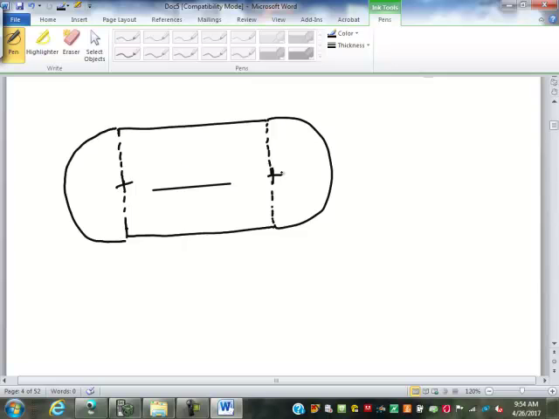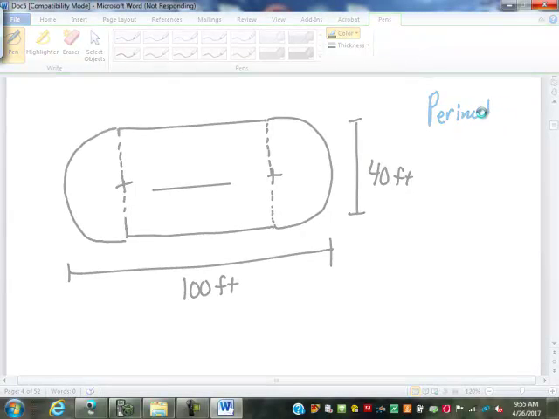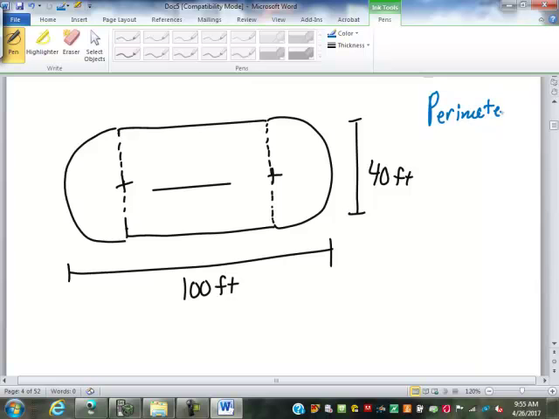That little symbol, that little cross there means it's the center of the circle, which is indicating that each of those is a half circle. If I tell you that this full distance across here is 100 feet, this distance across here is 40 feet. I want to find perimeter. And I want to find the area.